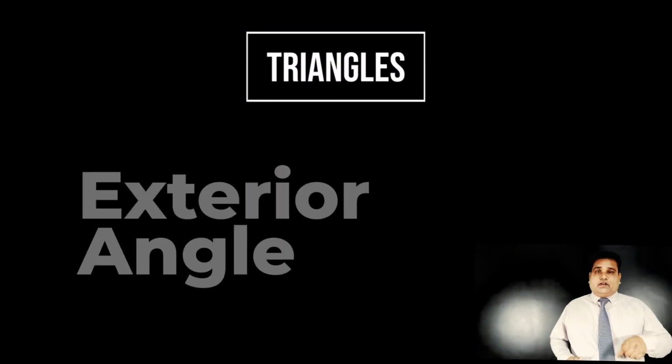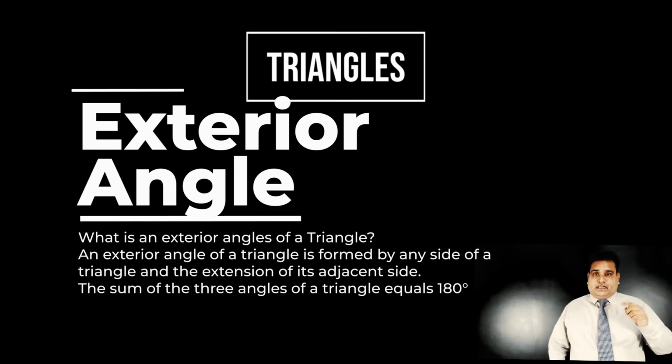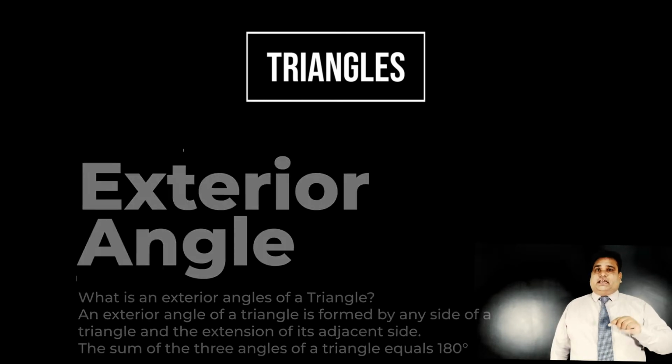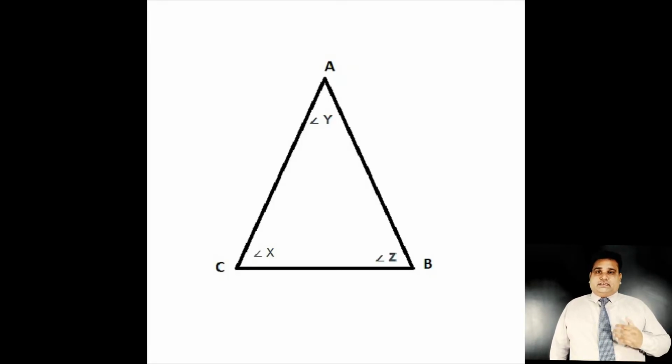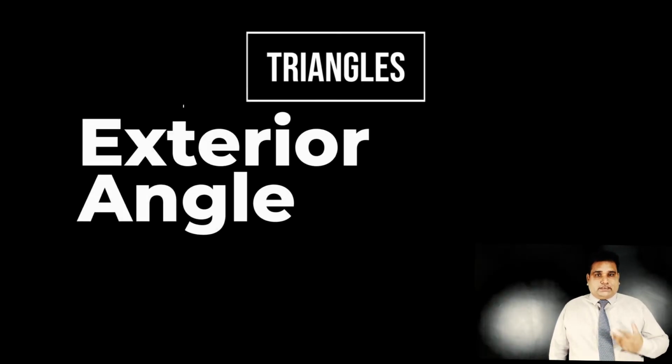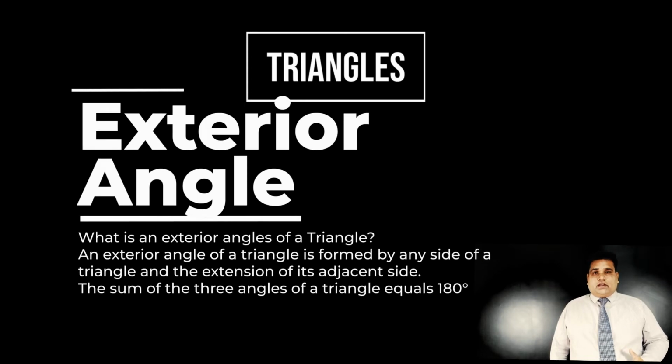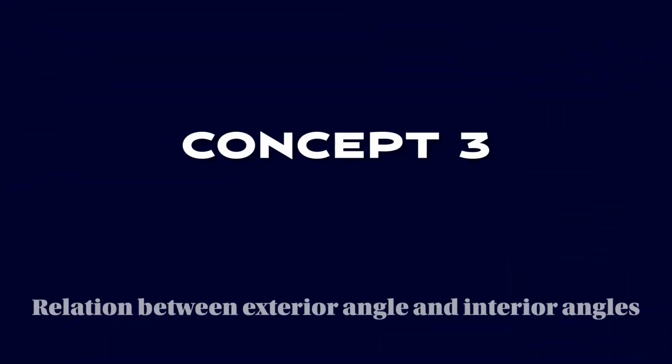Concept number 2 is: what is an exterior angle of a triangle? An exterior angle of a triangle is formed by any side of a triangle and the extension of its adjacent side. It means we extend one side of the triangle, and the angle formed between the extended side and the adjacent side, that outside angle, is known as the exterior angle of a triangle.